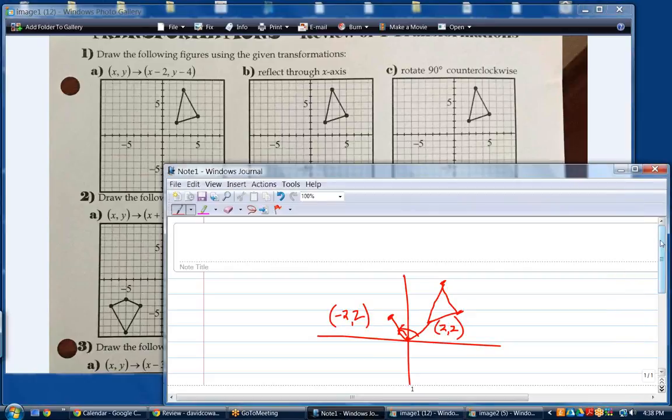Well, hold on a second. Let's see. So let's do one more point just to check. That point would be 3, 7. And if I do the same thing, in other words, if I attach that to the origin, and then I rotate it 90 degrees, it's going to end up about there. And I know, let's be a little more specific on our 3, 7.